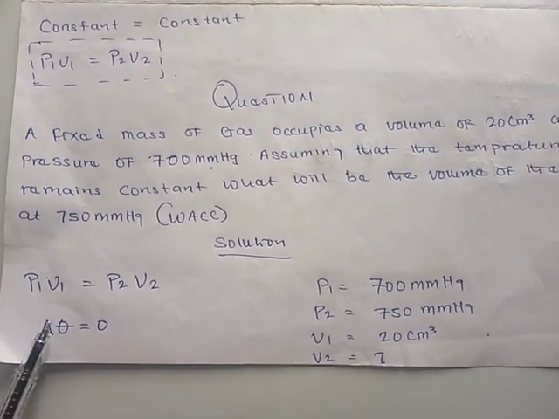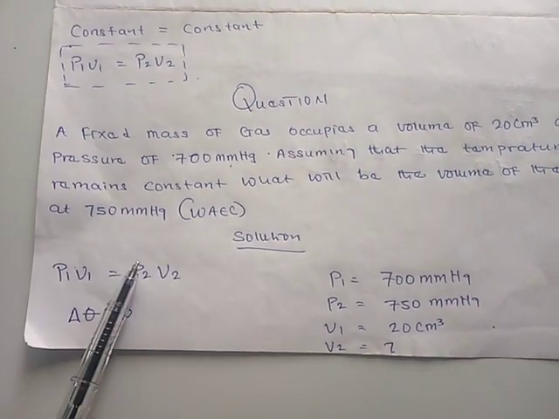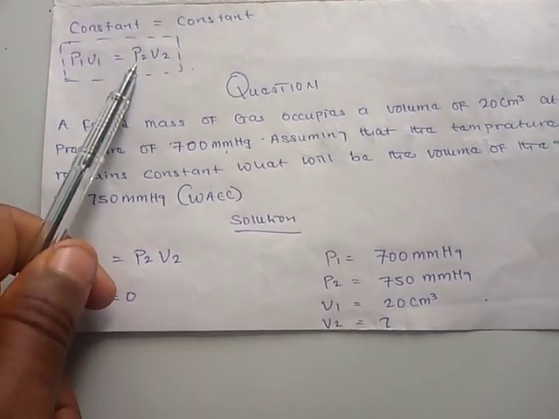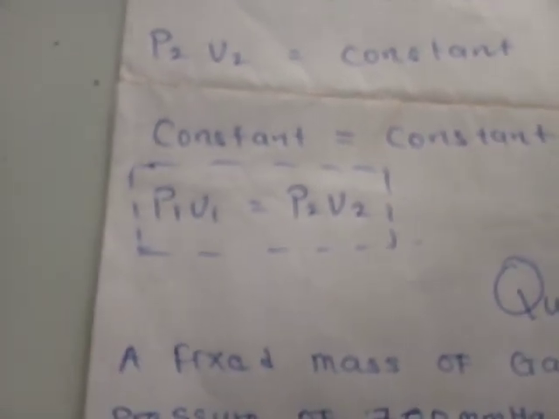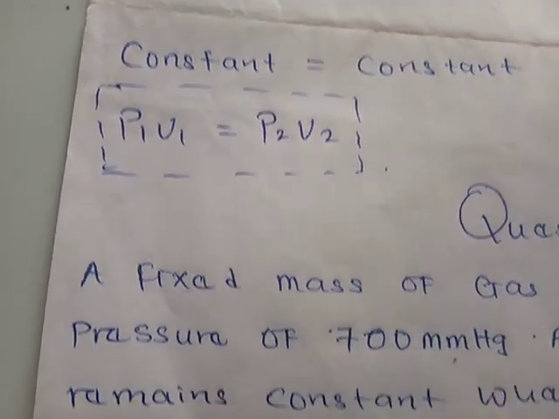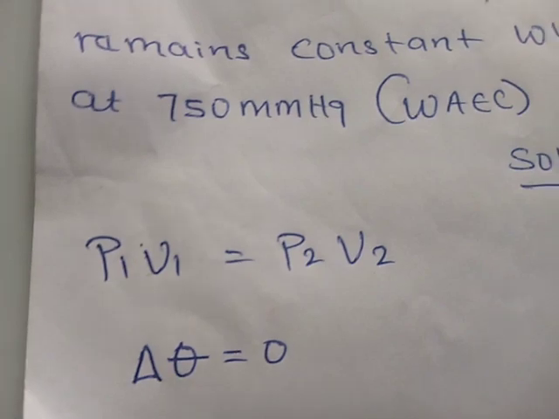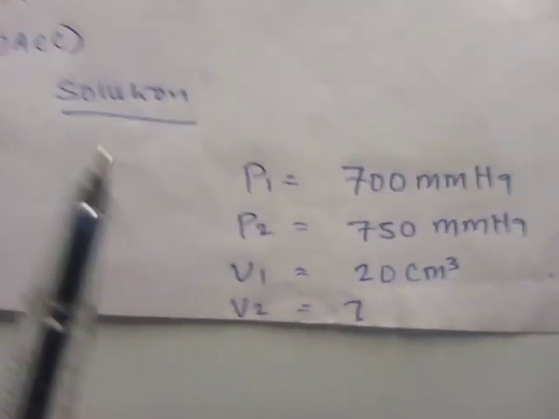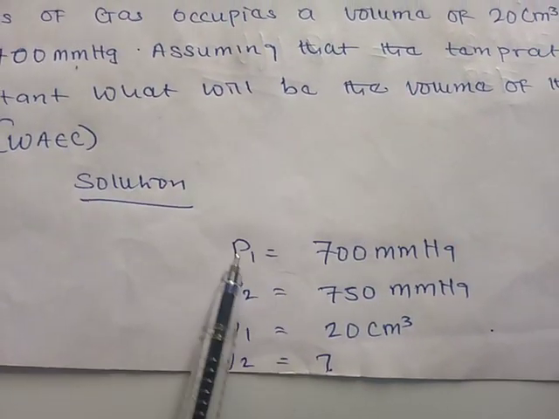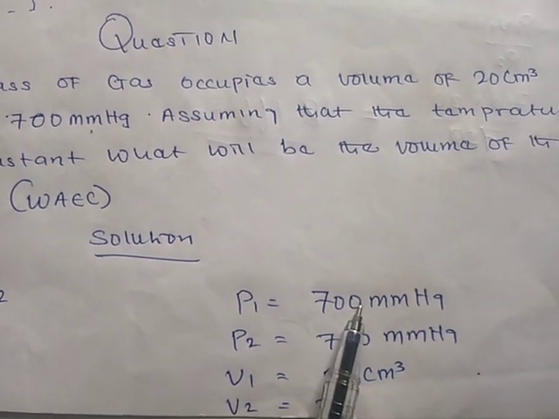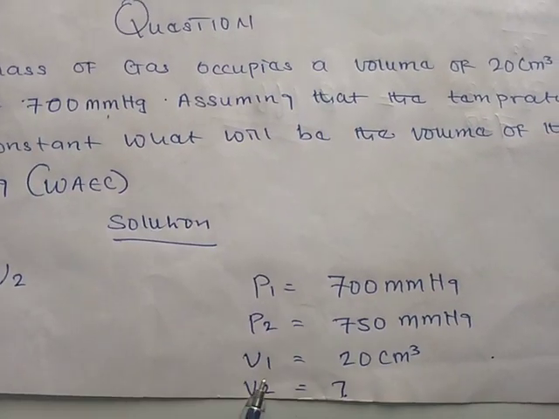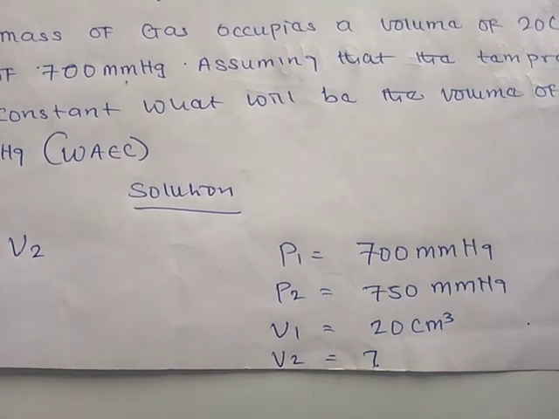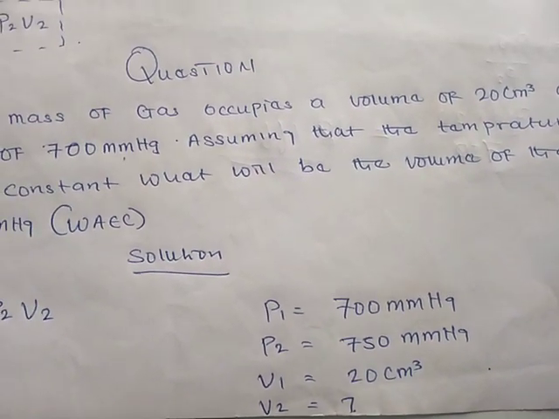We have that P1V1 equals P2V2. That is our formula. So for the solution, we have that P1 equals 700 millimeter mercury, P2 equals 750 millimeter mercury, V1 equals 20 cm cube, and V2 equals dash. Nobody knows V2 yet.